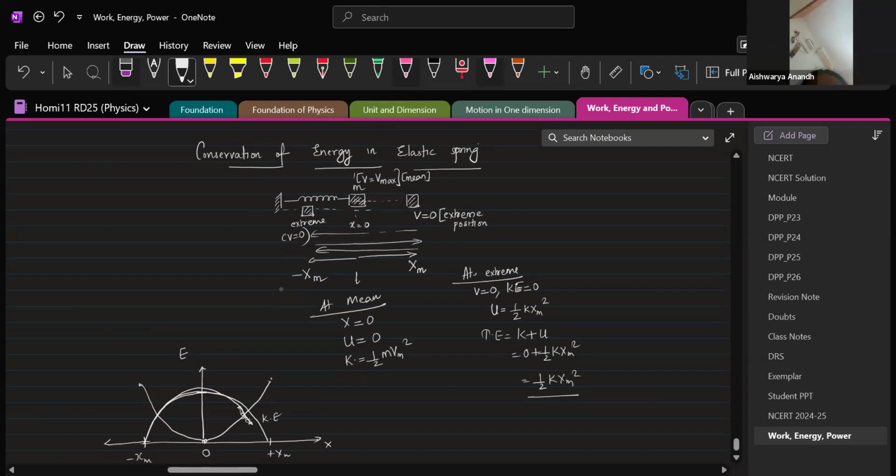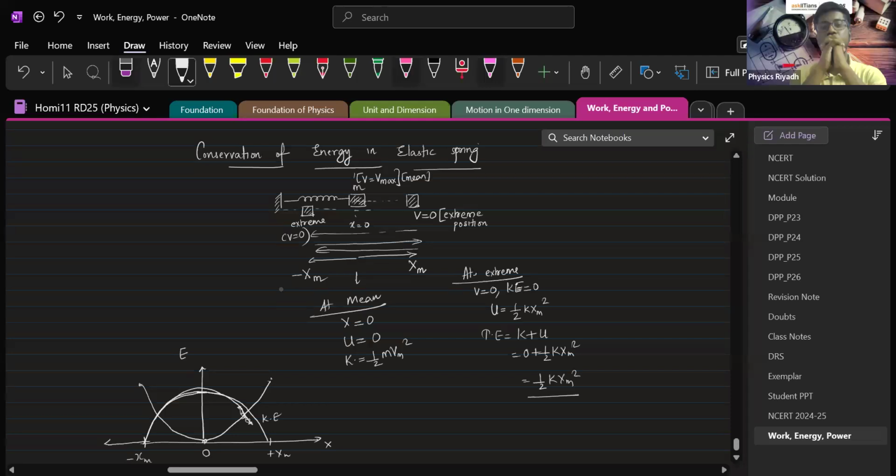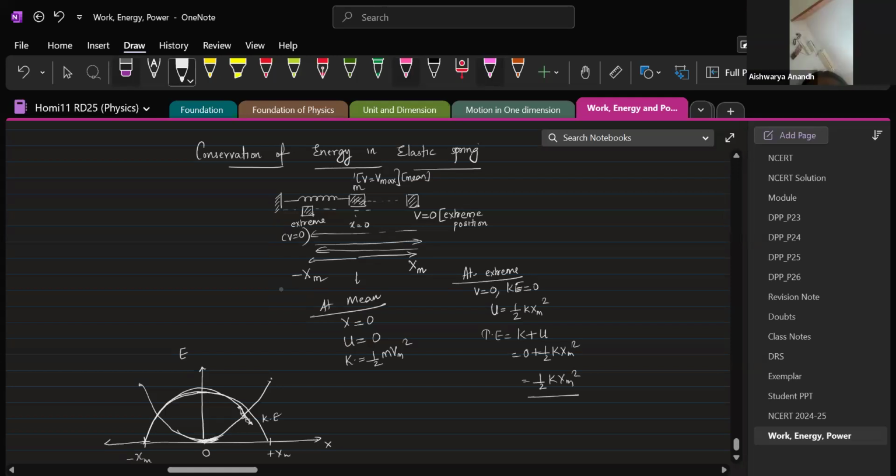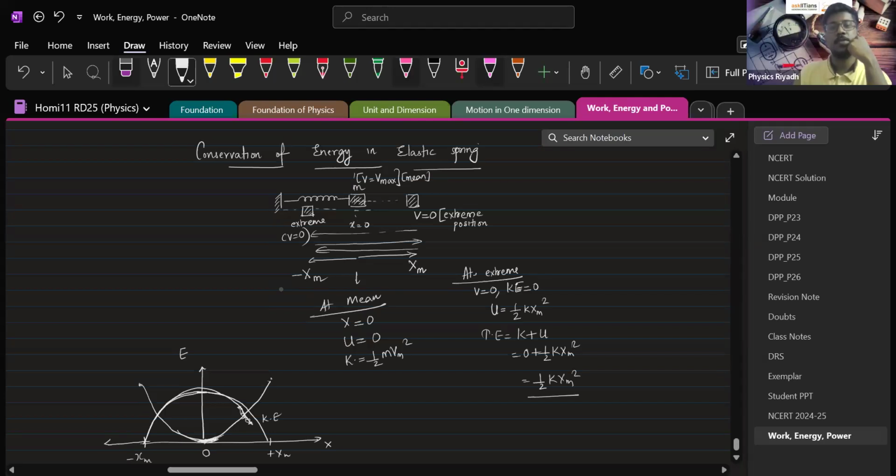Could you explain the graph part again? In this graph, at x equal to 0, potential energy is minimum. That's why you can see the graph is becoming 0 here. Why is it like a parabola? Because the potential energy is half k x square. There is an x square term here. That's why it's a parabolic shape.